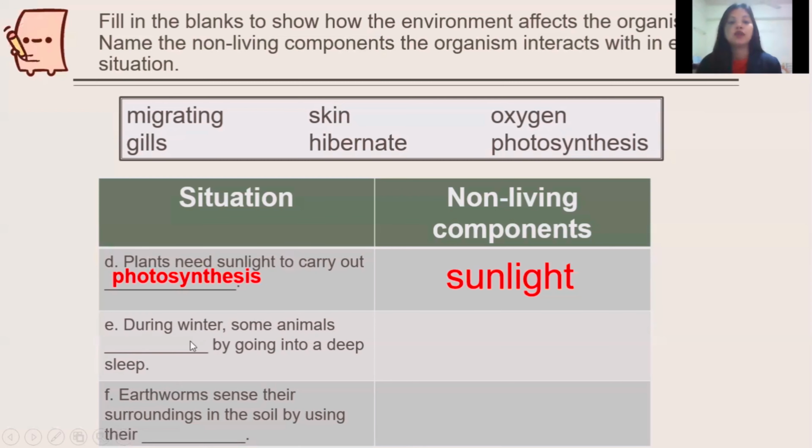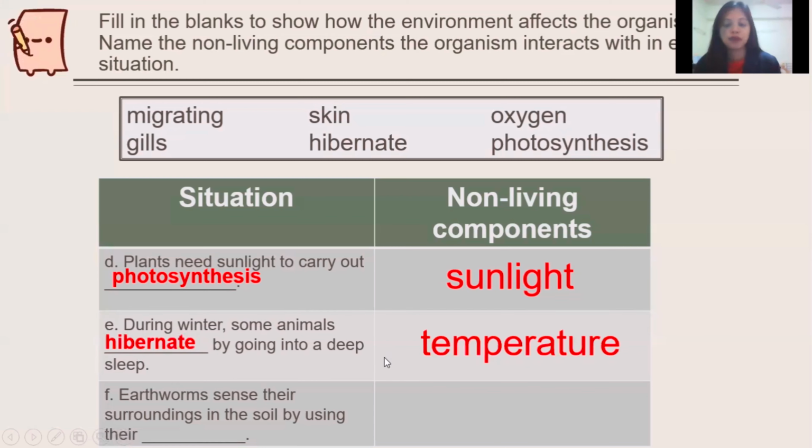Letter E. During winter, some animals blank by going into a deep sleep. Again, during winter, some animals blank by going into a deep sleep. So what is your answer? It is hibernate. So what is that non-living component that the animals interact with? It is the temperature. Very good.